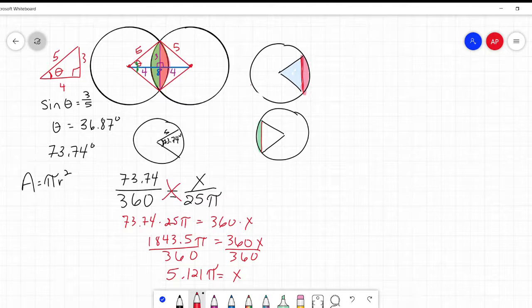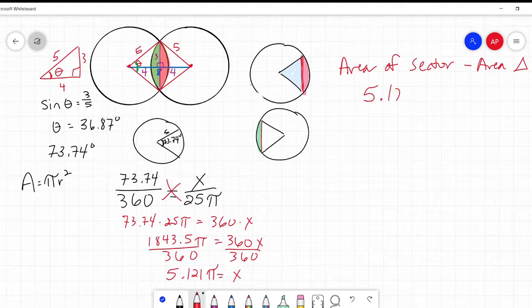So remember, I'm going to write it over here. Area of sector minus area of triangle. So my area of my sector is 5.121 pi. Now the area of my triangle. Well, I'm going to draw that portion of it now. I had that sector. Then I have the triangle.